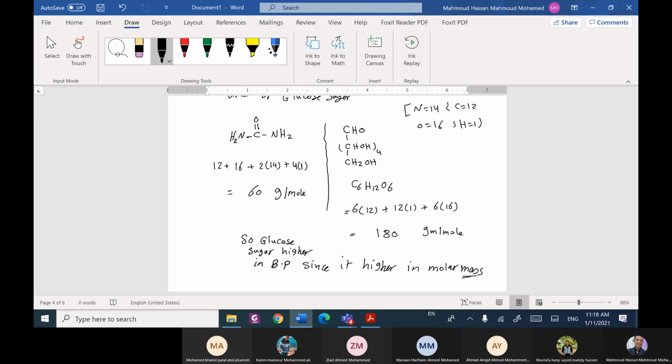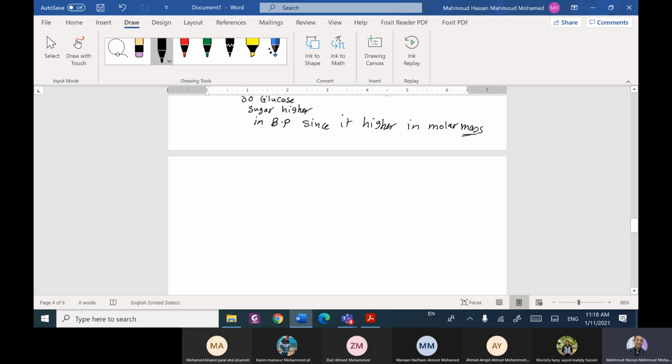Okay. Return back to the freezing point, the third property. And next session, inshallah, we are going to talk about the osmotic pressure and solve the problems on this learning outcome. Boiling point elevations, freezing point depression.